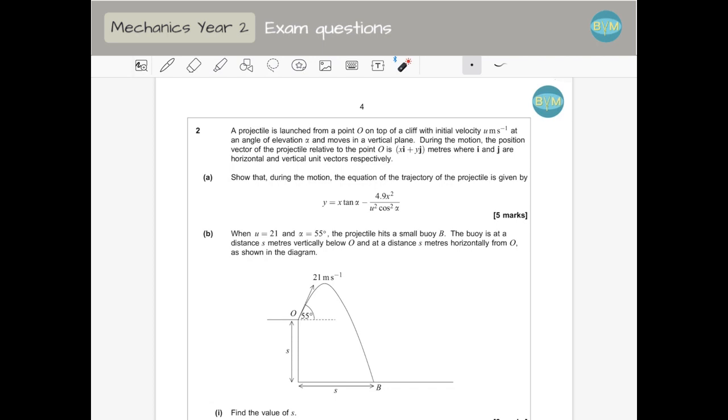Hello, this is question 2 on the June 2015 Mechanics 3 paper from AQA. It's an old specification question, but it's quite interesting because you have to find the trajectory.